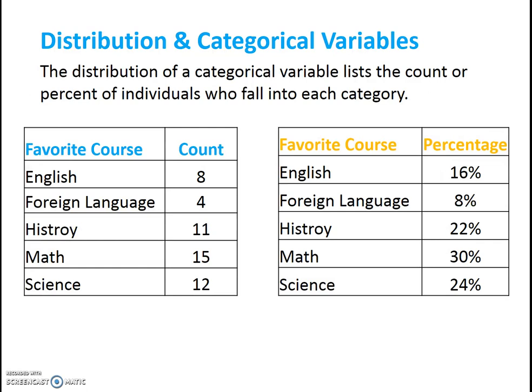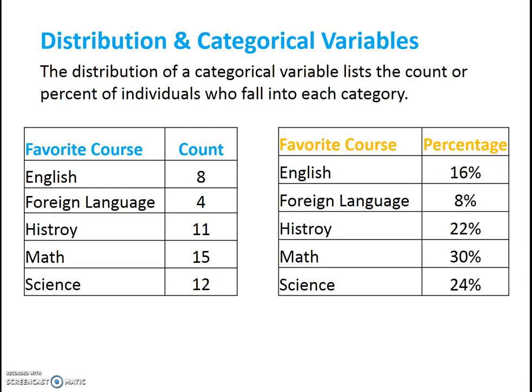Now, when you collect your categorical data, you might ask people, oh, what's your gender? And they'd either say male or female, or as seen in this example, what's their favorite course, their favorite subject. And instead of just listing it all out, you can kind of summarize it into a distribution. We talked last time about a distribution and what that means, how it shows you the values and how often they take them. So the distribution of a categorical variable lists either the count or the percent of individuals who fall into each category. So you can see we have two distributions here.